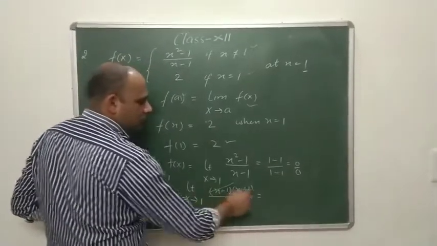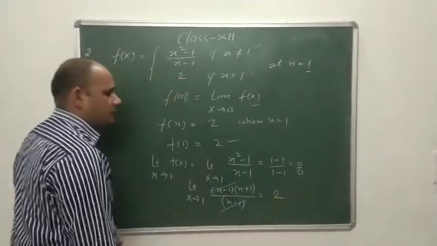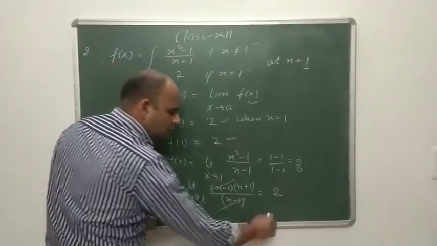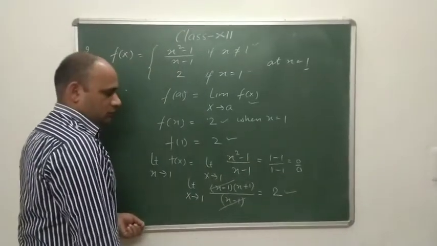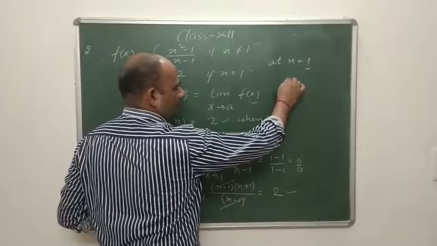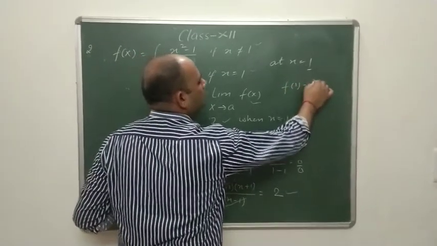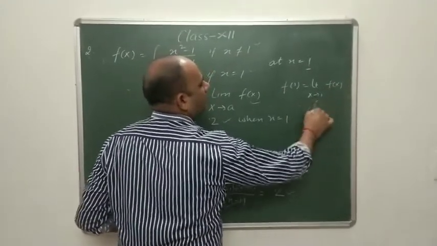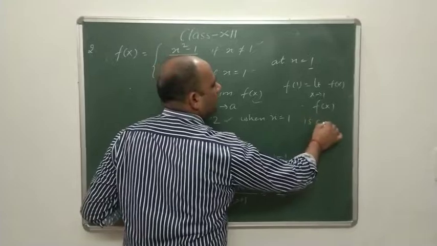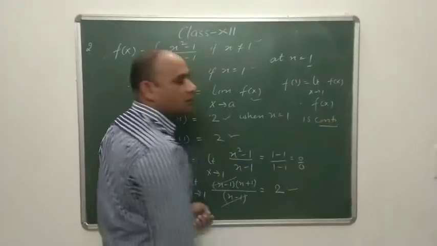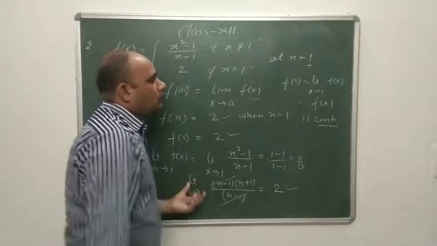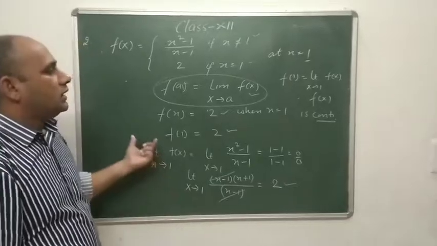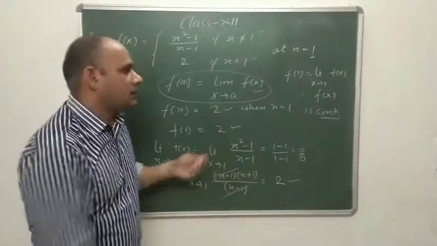Now you can put 1 plus 1 is 2. So you can see here f(1) is 2 and limit x tends to 1 is also 2. So now the result is f(1) equal to limit x tends to 1 of f(x). Therefore f(x) is continuous. So by this method we will check the continuity of a function. Now another example.